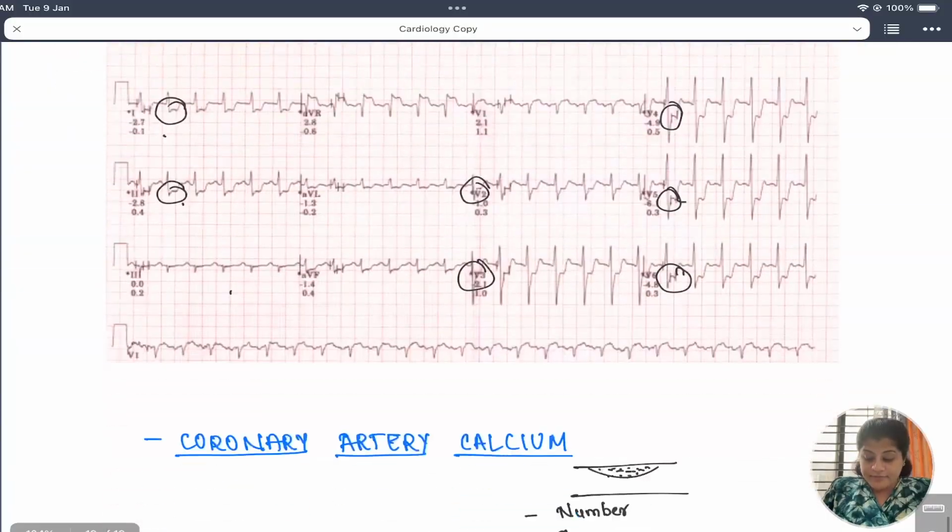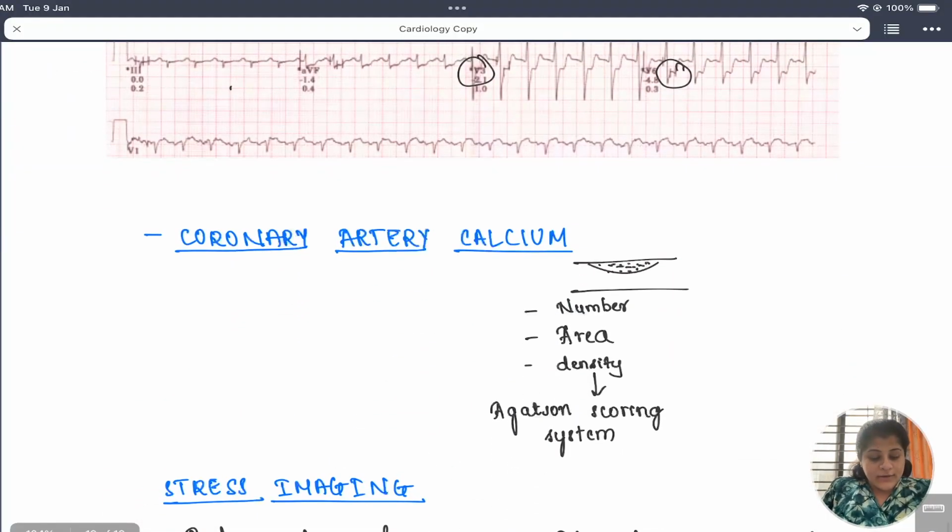Is this clear? We are done with stress ECG. Now another thing, which is a newer topic, coronary artery calcium.